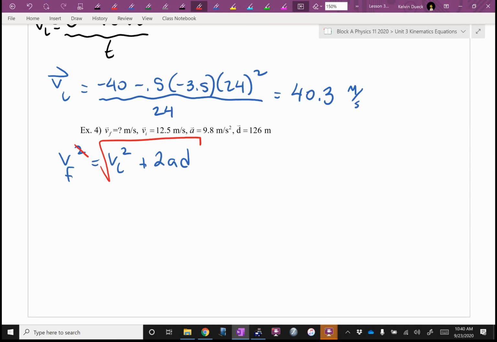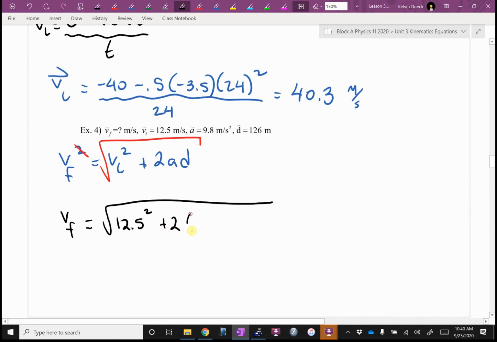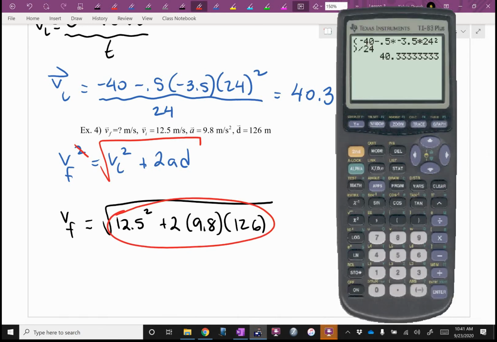Plug and chug. VF is going to be great big square root 12.5 squared plus 2, 9.8, 126. Who has the newer Casios with the fancy smanchy fraction button? I think when you hit your square root button, it actually does a little mini window inside the square root, so you folks can just go. For the rest of us, here's what I tend to do. If I'm doing a big square root, I actually type what's inside the square root first. I go like this, 12.5 squared plus 2 times 9.8 times 126. I hit equals, and then I go square root answer button.